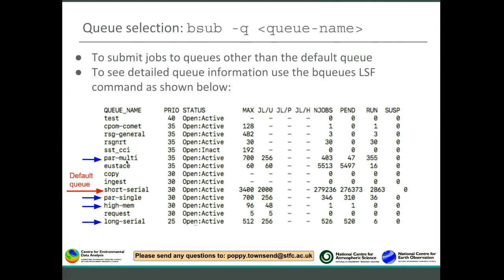And you can see the different queues. What's up here with the blue arrow are the LOTUS queues. Please ignore the other ones; they are all private queues. And the default queue is the short-serial. For example, you can see, this was taken yesterday, quite heavily pending jobs on this queue compared to other queues.